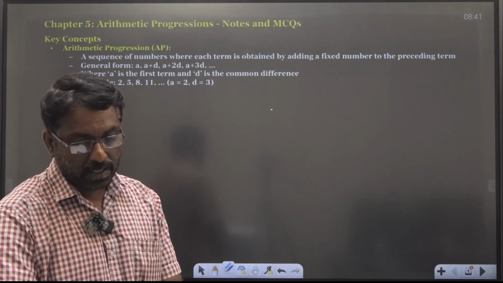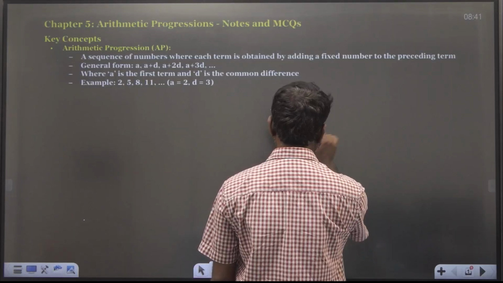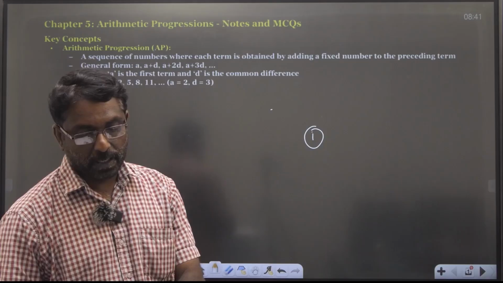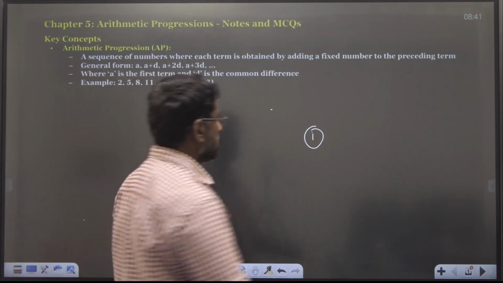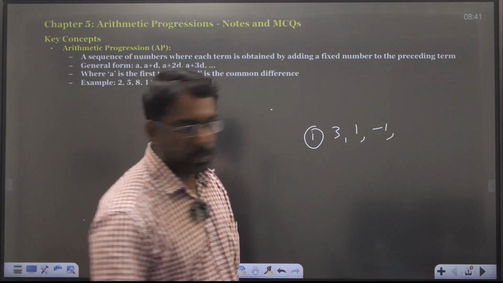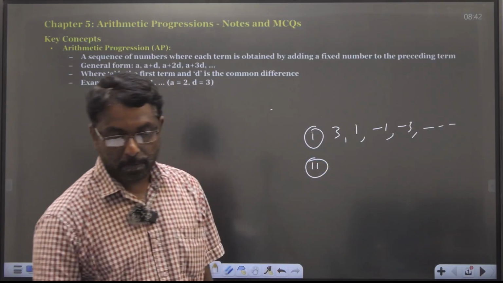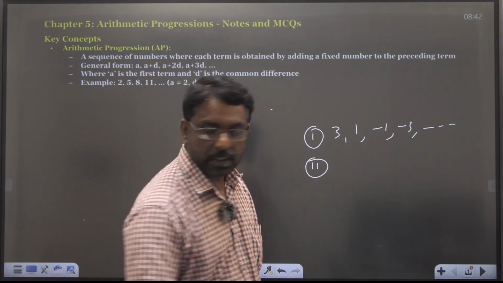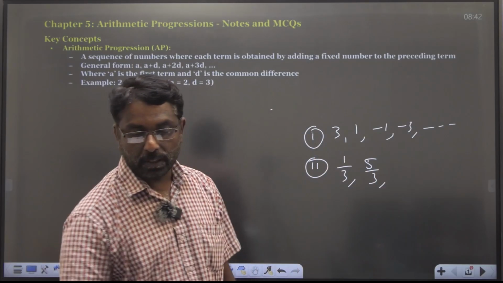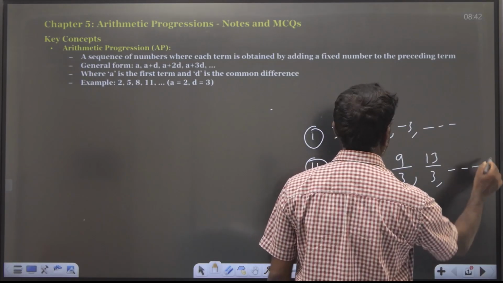Write the first term and common difference of the AP. First question, 3, 1, minus 1, minus 3, etc. Second question, 1 by 3, 5 by 3, 9 by 3, 13 by 3, etc.